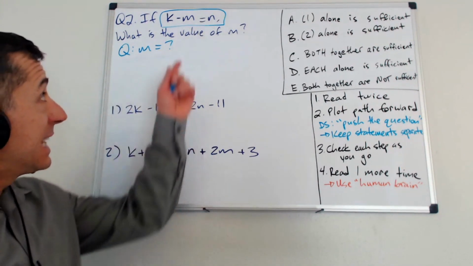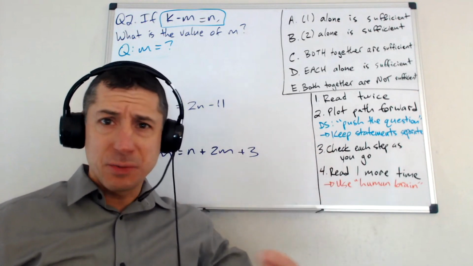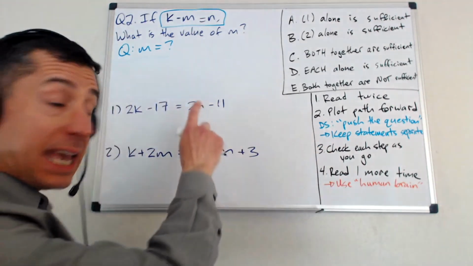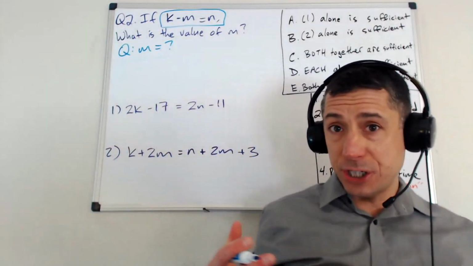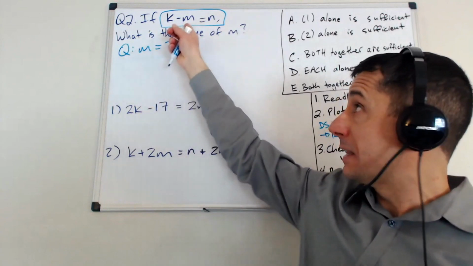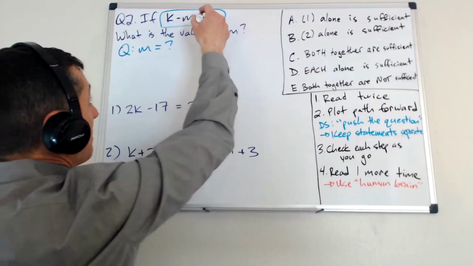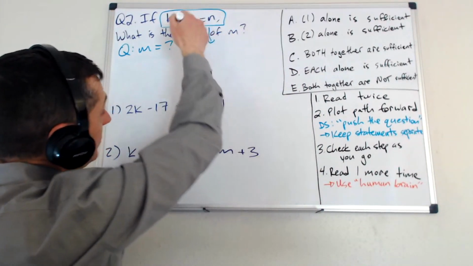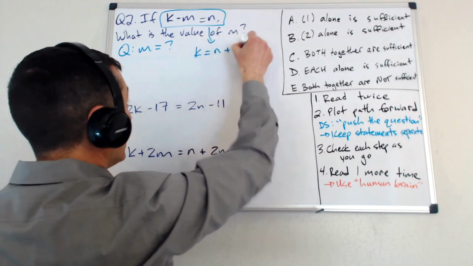Now, since they gave me that bit of algebra, I want to do everything I can with it. I call this pushing the question, which just means that I'm going to do everything I can with the information in the question. If I can write a logically equivalent question, so I'm looking for the value of M, is there anything I can get out of this equation that's going to mean exactly the same thing? In this case, sure. So we've got K minus M equals N. I'm going to add the M to both sides. So K equals N plus M.